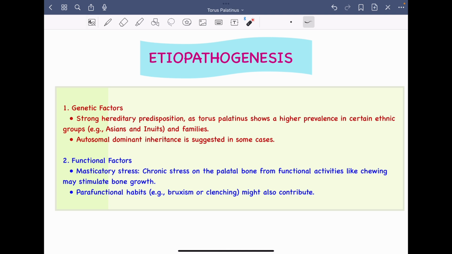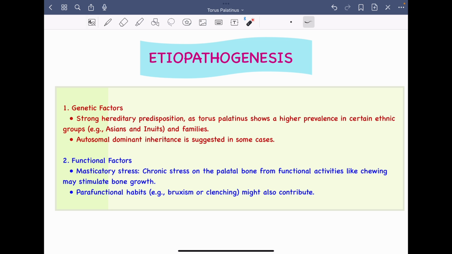So our first etiology would be genetic factors. In various books there are various strong genetic factors which are noted. So strong hereditary predisposition, as it shows higher prevalence in certain ethnic groups, particularly in Asians and families. And the mode of inheritance here is autosomal dominant. Second would be multifunctional factors.